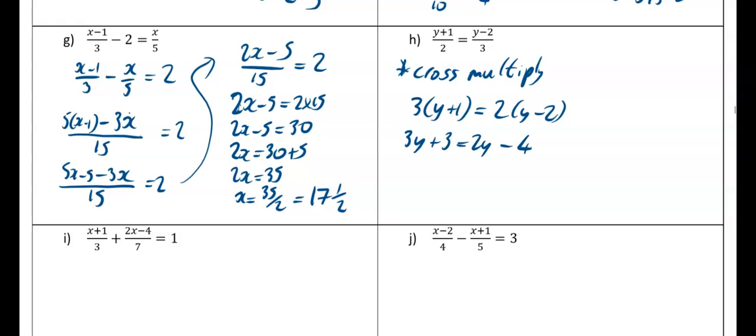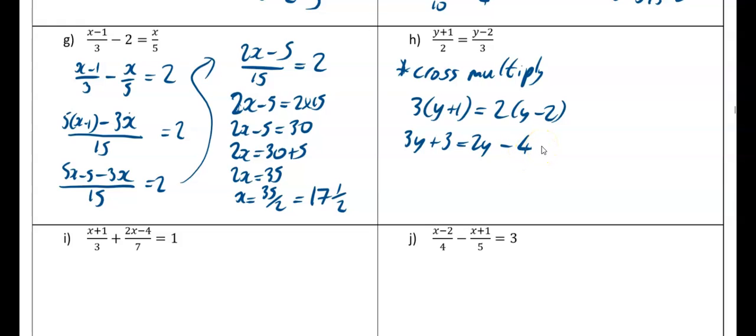Oop. Just be careful on these, folks. This is a very common mistake people make. When you're multiplying out these brackets, for this one people quite often will get it right: 3 times y is 3y, 3 times 1 is 3. But whenever there's a minus term, for some reason people forget about it. So it's 2 times y is 2y, 2 times minus 2 is minus 4. So just be careful on that.